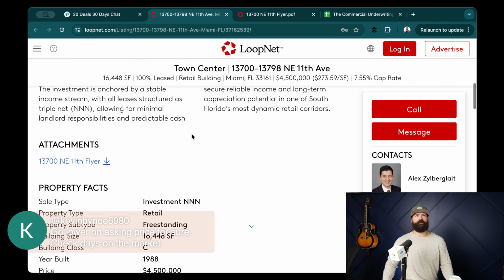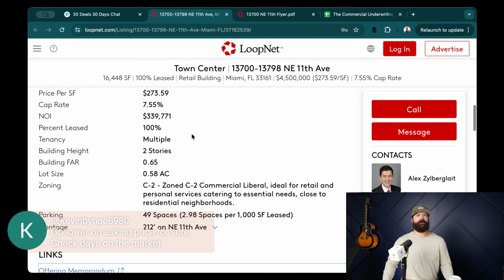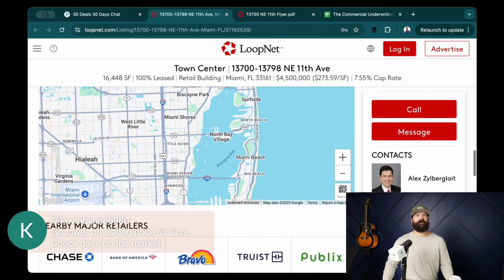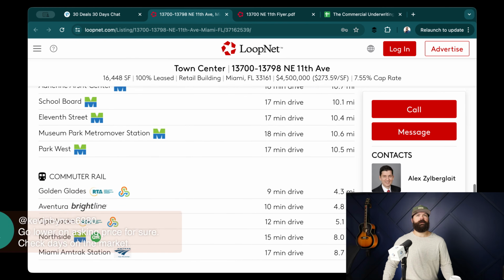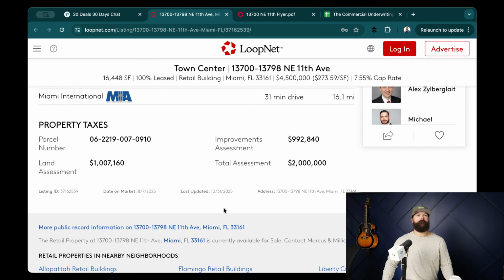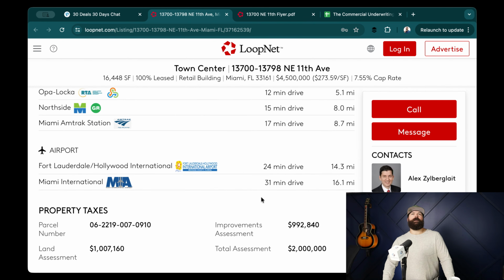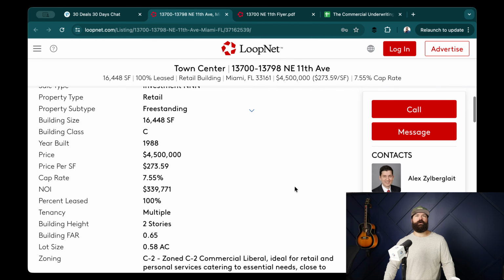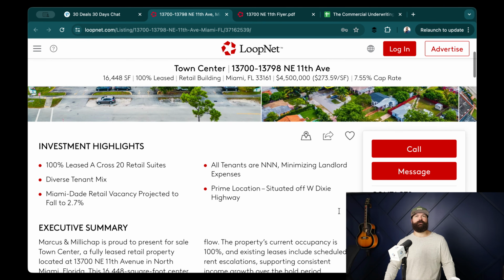This is a problem with LoopNet. I can never really tell. I think it's at the bottom, maybe. Yeah, date on market was August of 25. So it's only been on there for a couple months. So not super long, but I do think that the price is too high.